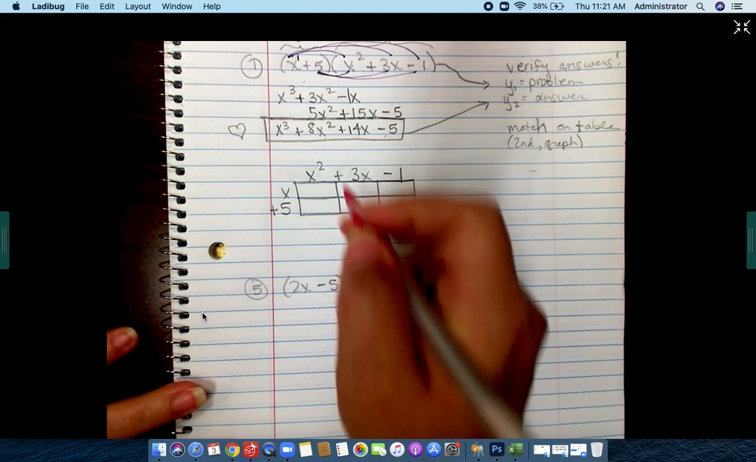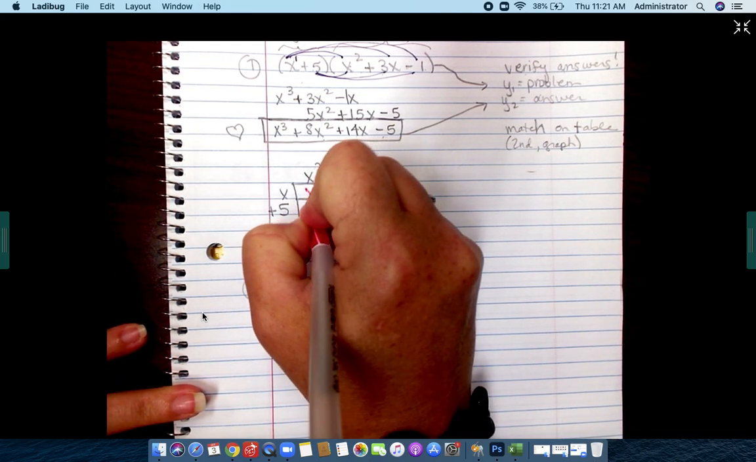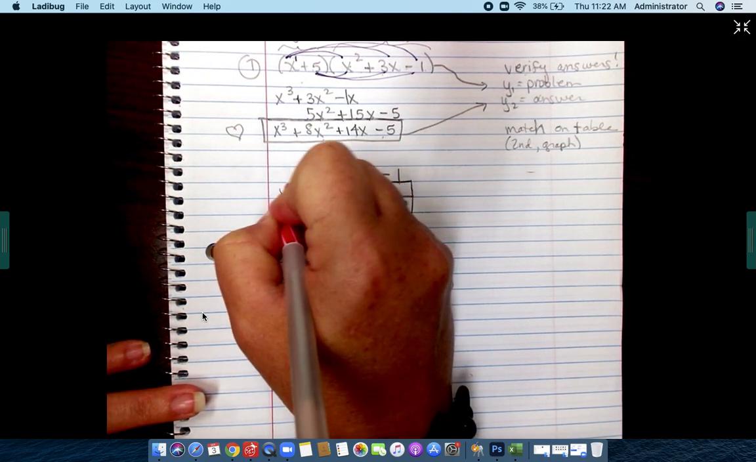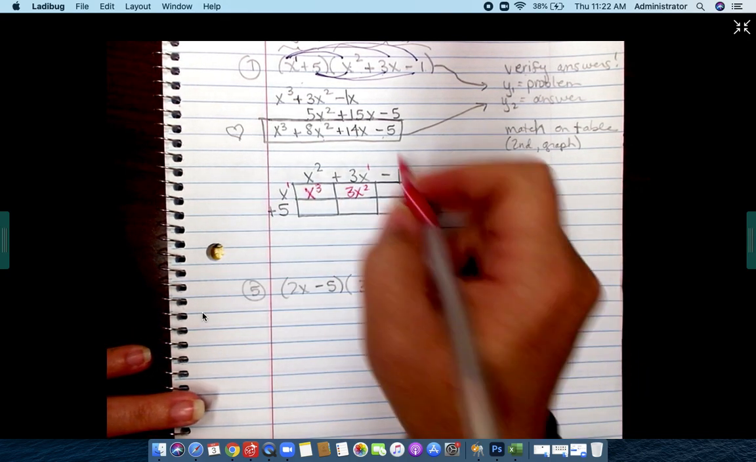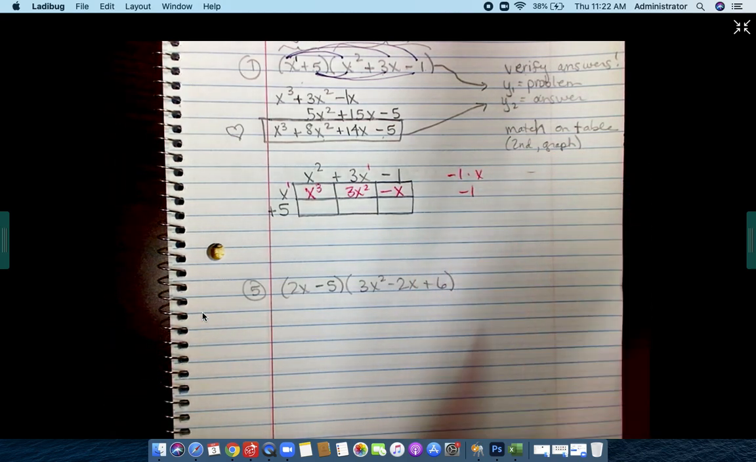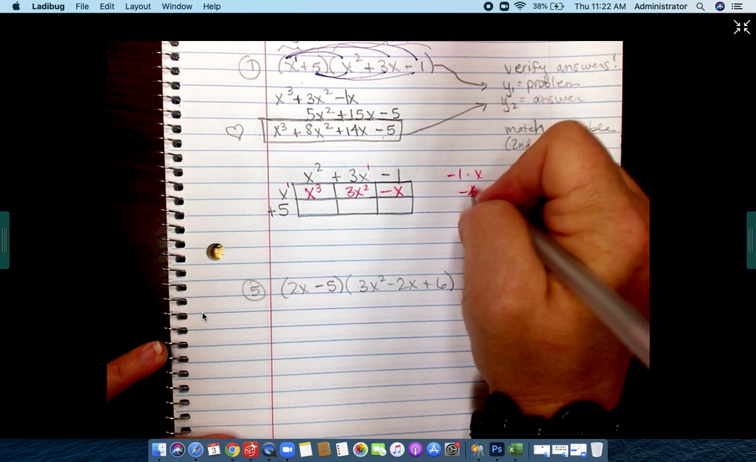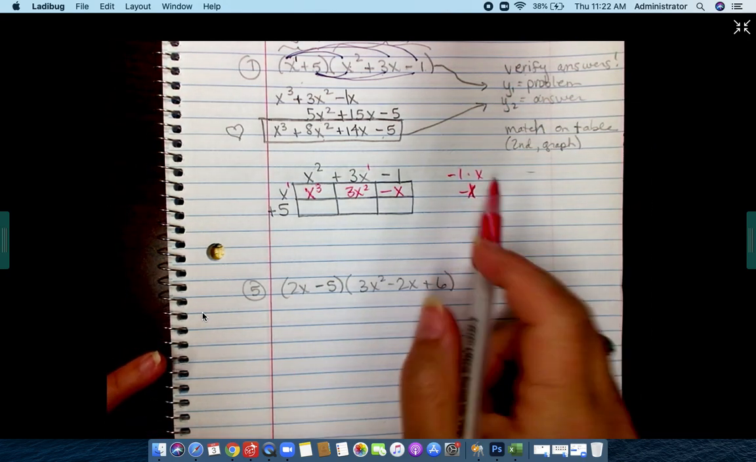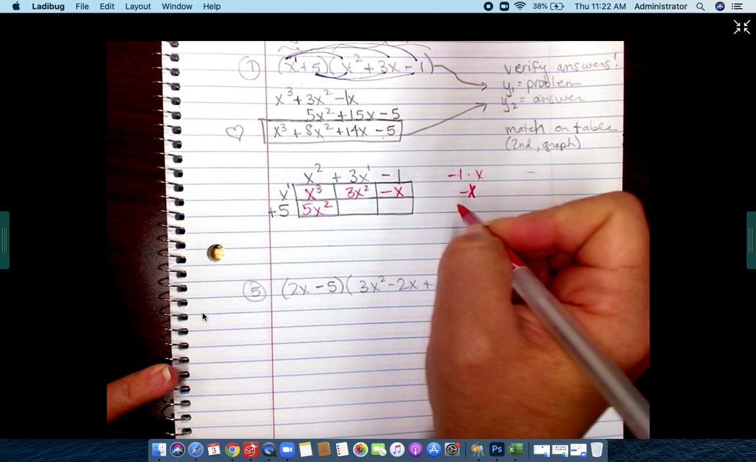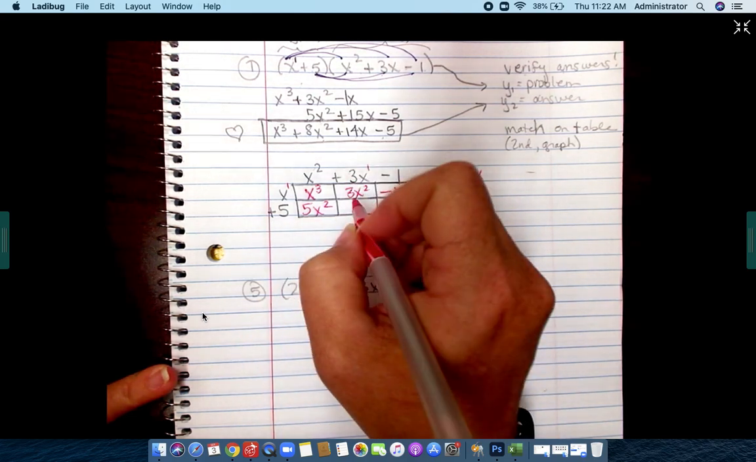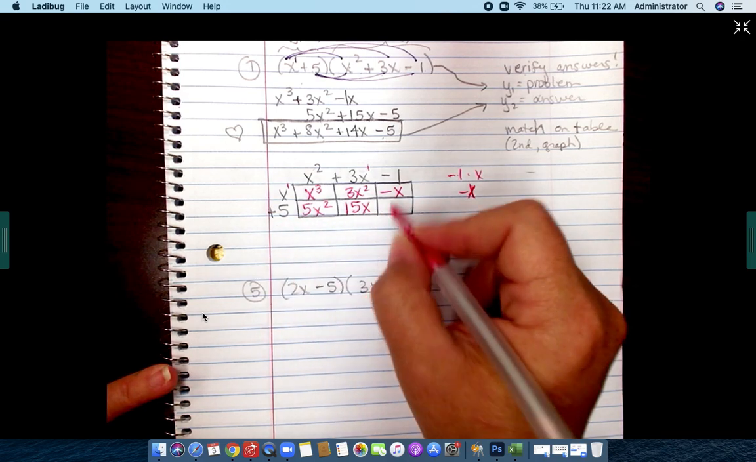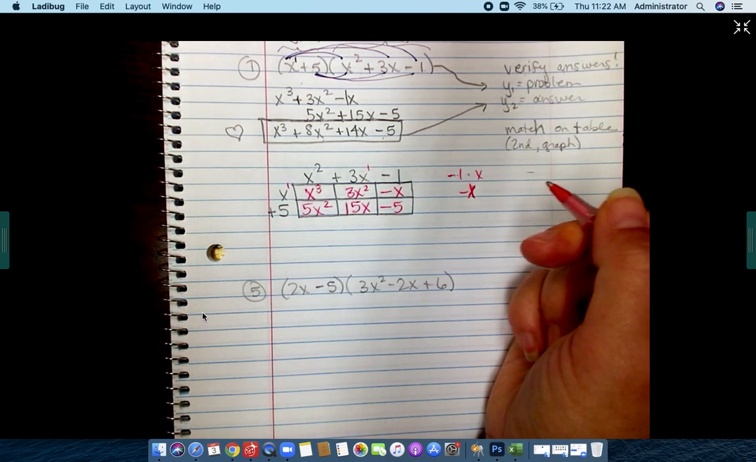All right. So x squared times x is x cubed. 3x times x is 3x squared. Again, because I'm adding those exponents there. Negative 1 times x is negative 1x. But negative 1 times x is just negative x. Okay? Oops. Negative x, not negative 1. Okay? We don't need the understood 1. Here, x squared times 5 is 5x squared. 3x times 5 is 15x. Then 5 times negative 1 is negative 5.